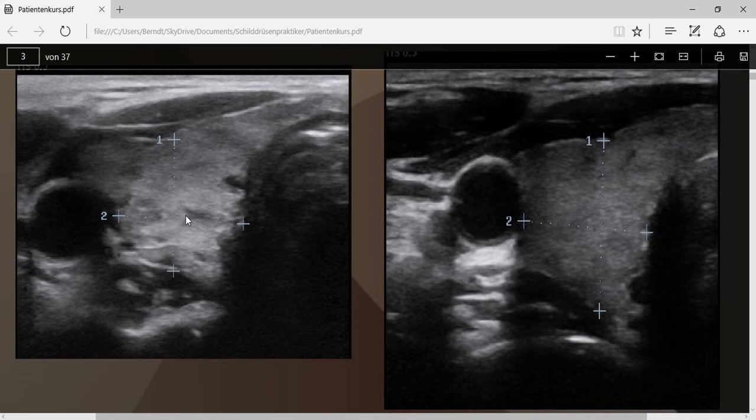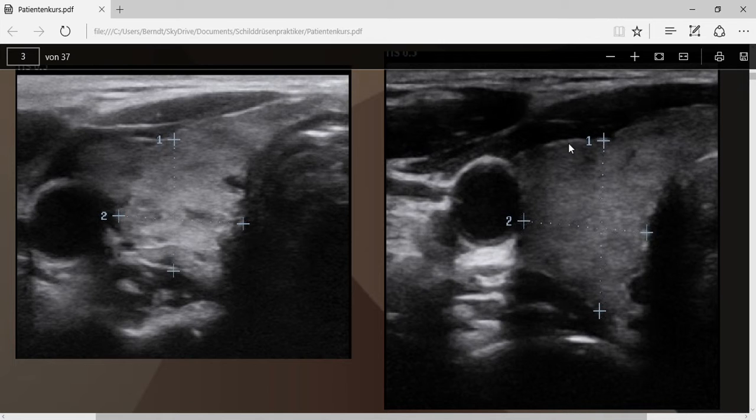Most of the dark areas here have disappeared. We've got tiny whitish structures that are indicative of a rest of scar tissue, and we've got very clear borders to the thyroid, which is always an indication that the inflammation is gone.